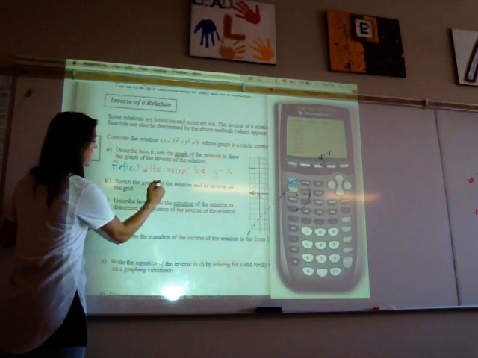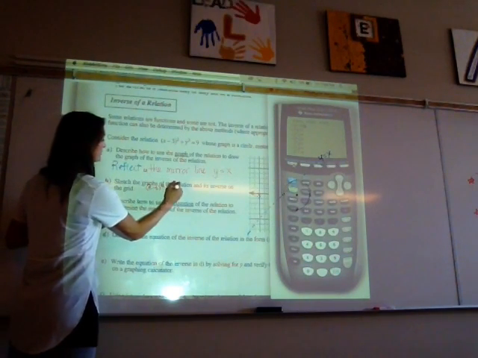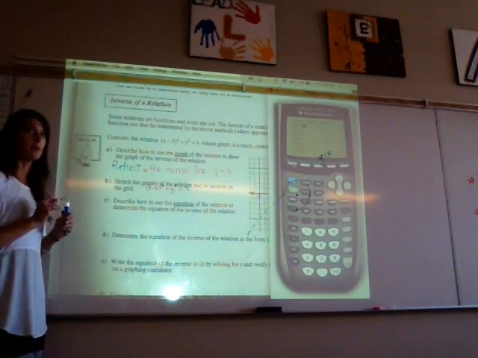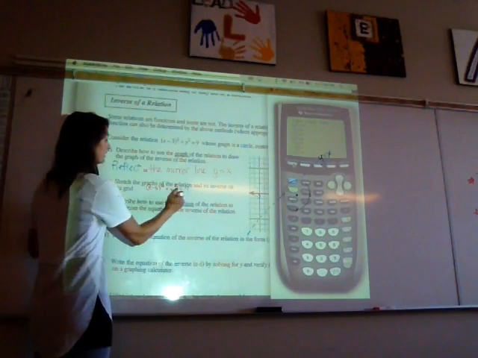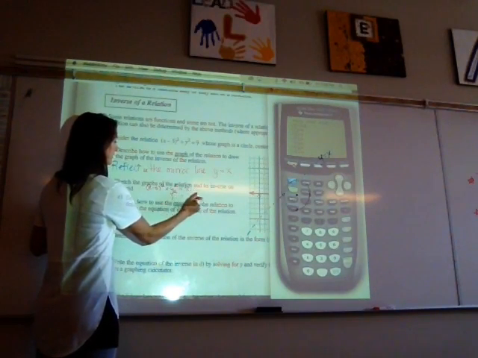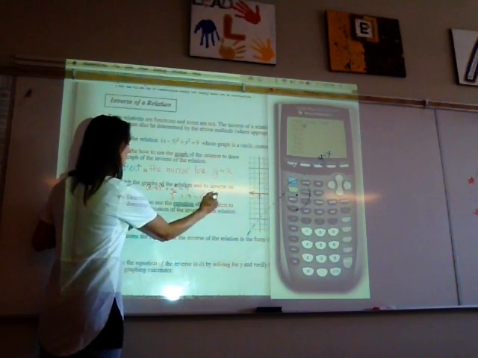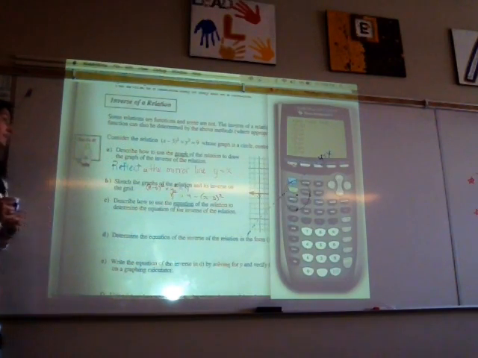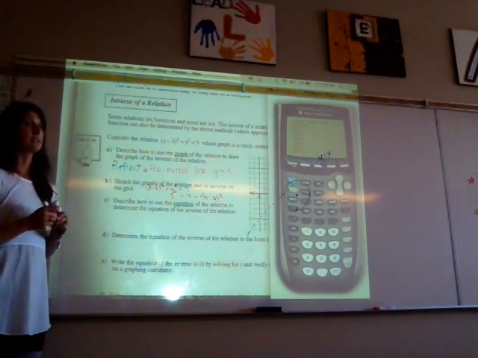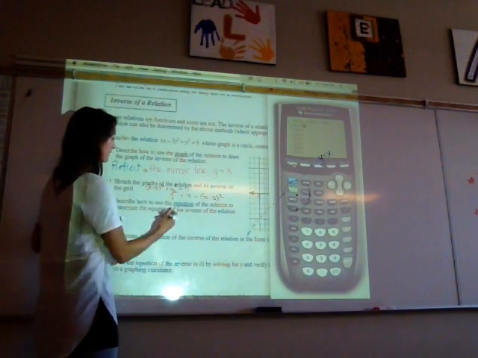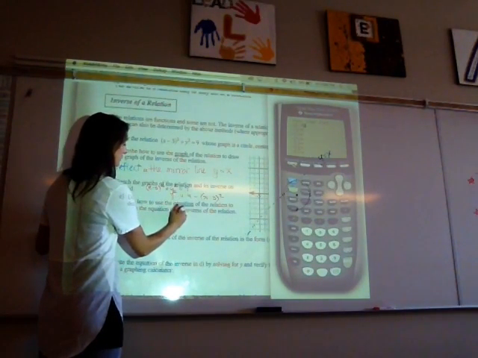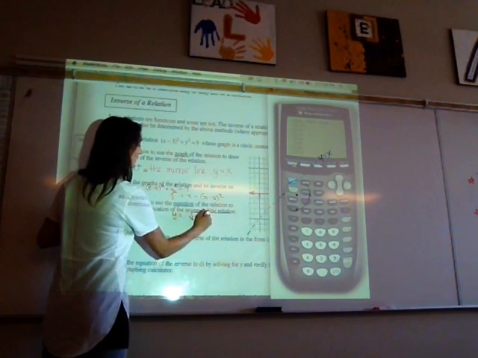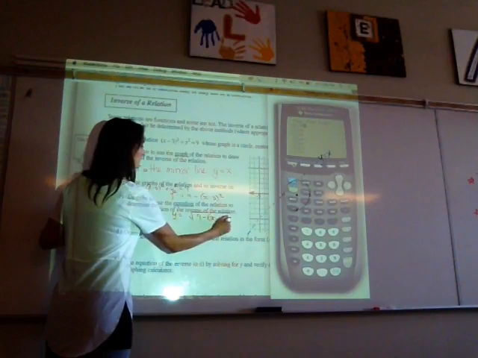So if I started with x minus 3 all squared plus y squared equals 9, I'd want to rearrange to get y by itself. So we're isolating y. So I end up with y squared equals 9 minus x minus 3 all squared. And then we have to take the square root. So we end up with, I'll just write it down below here, y is equal to the square root of 9 minus x minus 3 all squared.